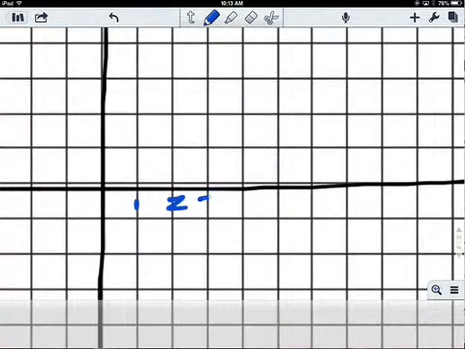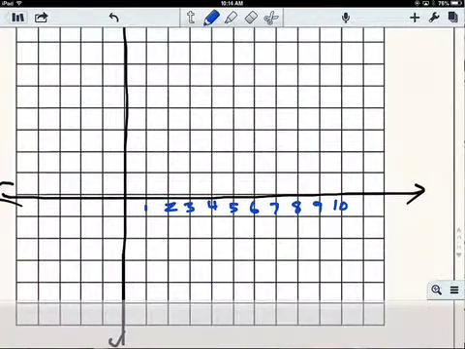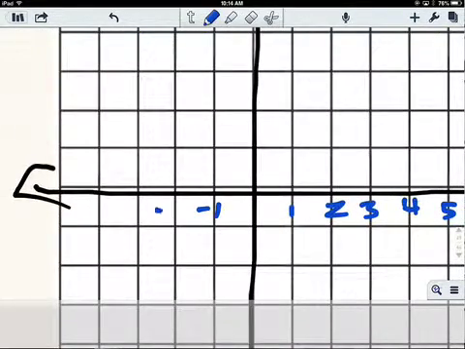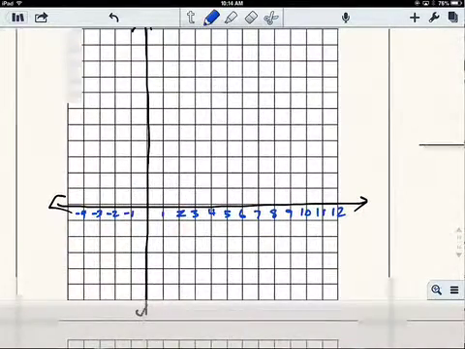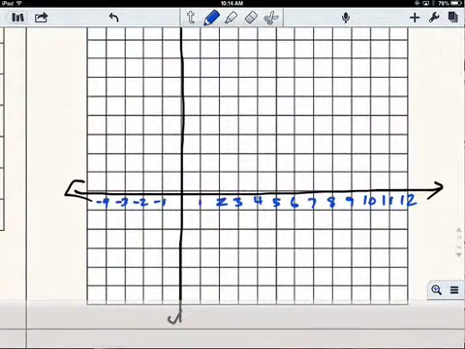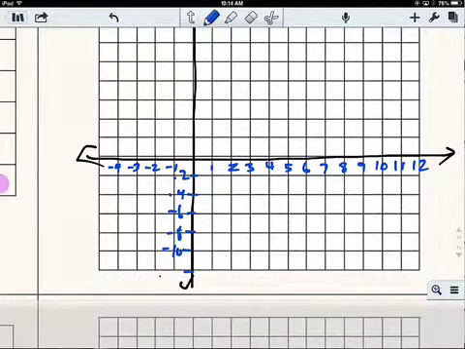1, 2, 3, 4, 5, 6, 7, 8, 9, 10. We got up to where we needed to with a little room to spare. 11, 12, and then -1, -2, -3, -4. So that looks good. And 0 is where they cross. I need to get down to -10. I think I'm going to count by 2s and see how that goes. So -2, -4, -6, -8, -10. So that worked out kind of nicely. And then -12.